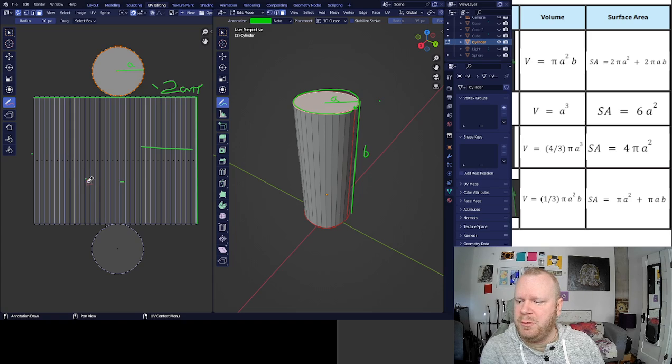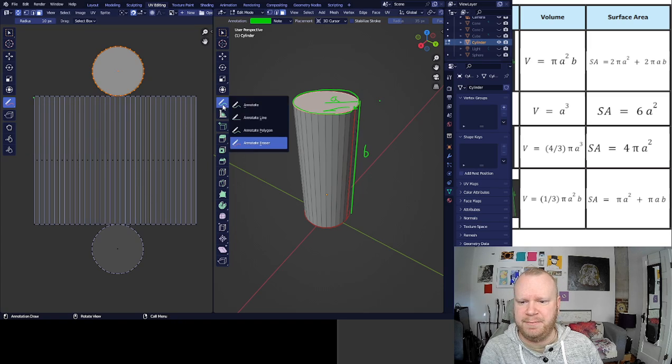So 2 times the pi a squared, that's going to give us the 2 circles. And then 2a pi times b is going to give us our lateral, or this stuff on the side.